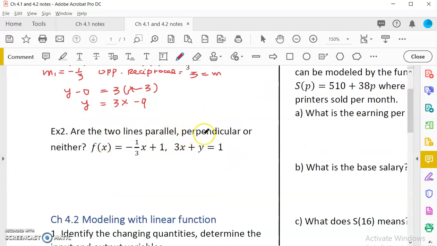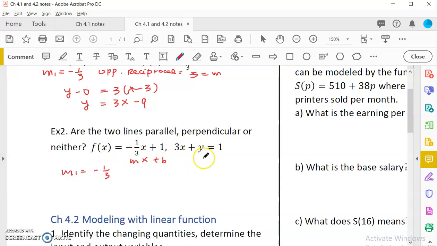Are the 2 lines parallel or perpendicular? So if they give you 2 lines, one is in function form, f of x equals negative 1/3 x plus 1. The other is in just x and y form. So how do I know? Is this the slope? It may not be. You have to have both of them in mx plus b form to compare them. So now this is already mx plus b, mx plus b, right? So this is the slope. So my m1 is negative 1/3.